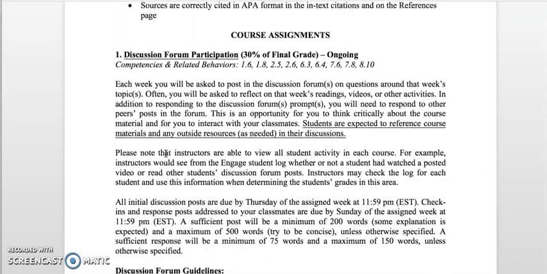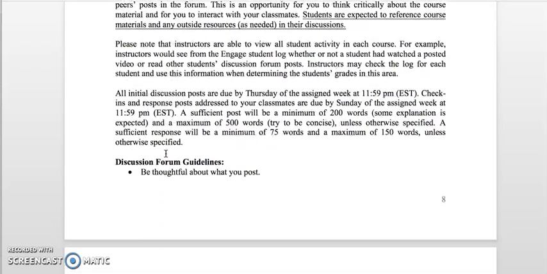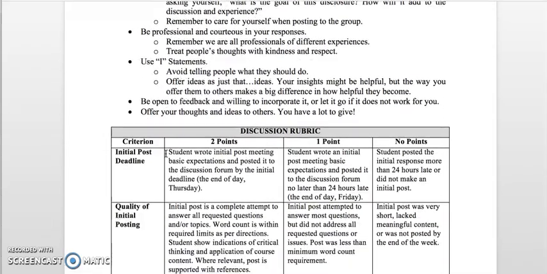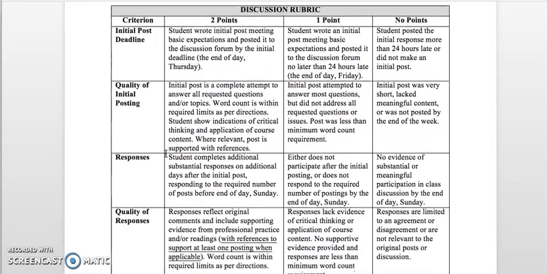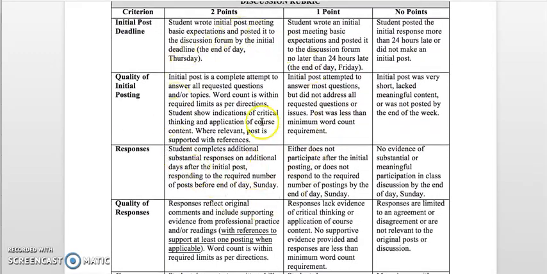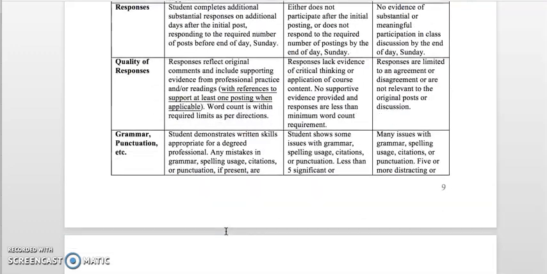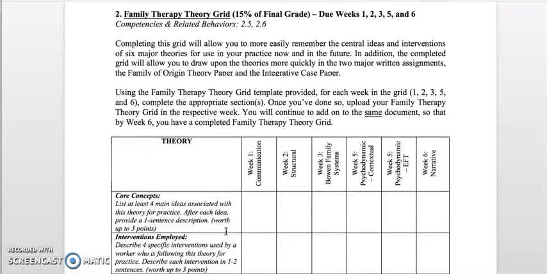All right, let's get right to it. Okay, writing, APA style, all that good stuff. Discussion forums, pretty clear. Certainly the same guidelines you use in other courses are applicable here. You can see initial post deadline, quality of initial posting responses, quality of responses, grammar, punctuation, etc. All pretty standard for online learning.